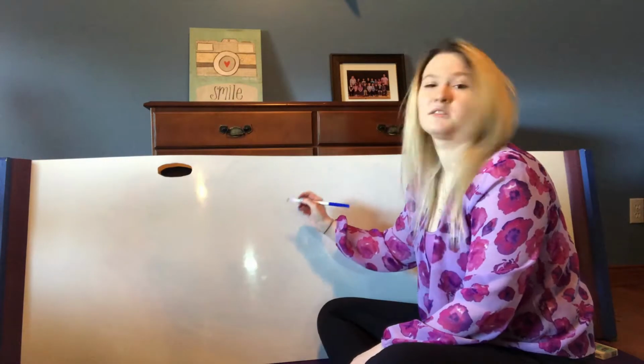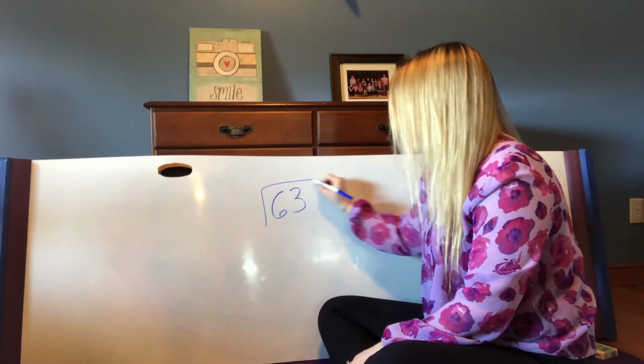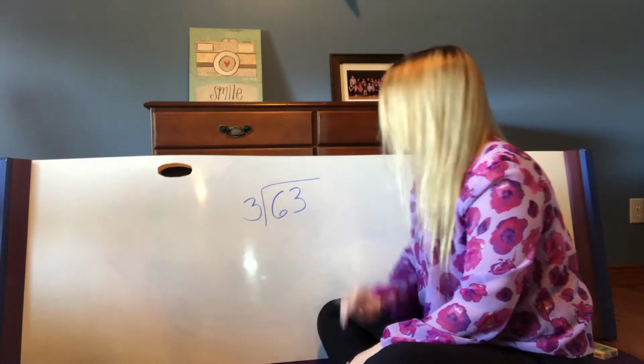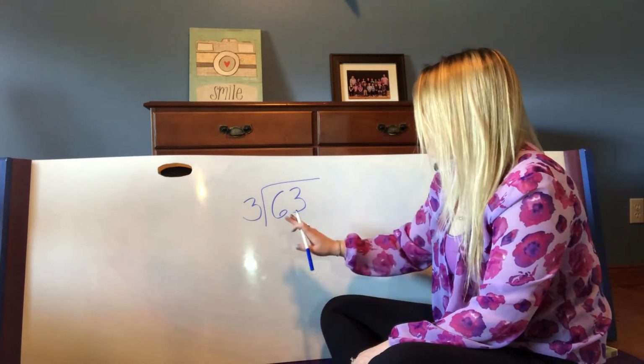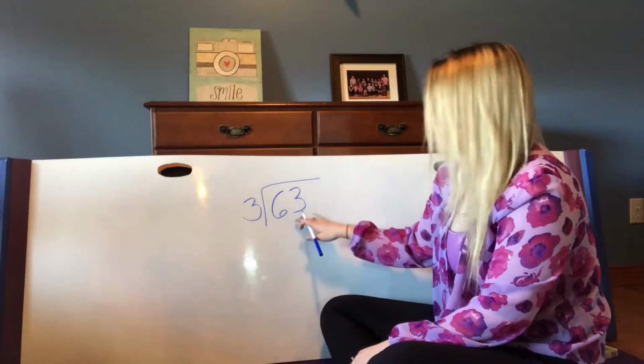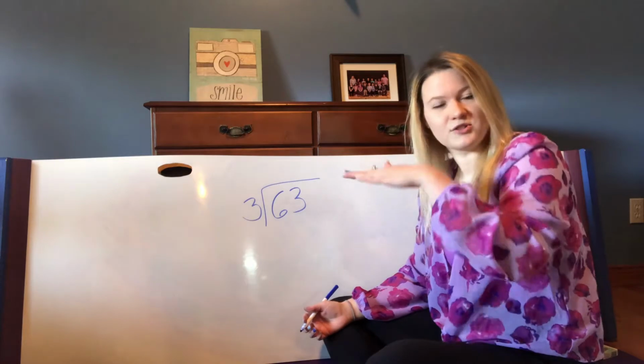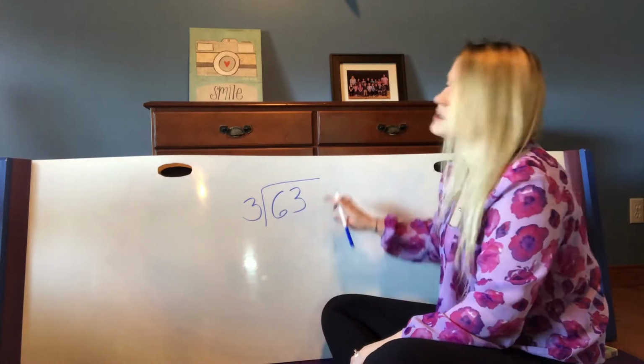Let's start with 63 divided by 3. So we put our number of groups on the outside, our number of things we're dividing on the inside, and our division sign goes from our straight line with 2 dots to this kind of sideways L.